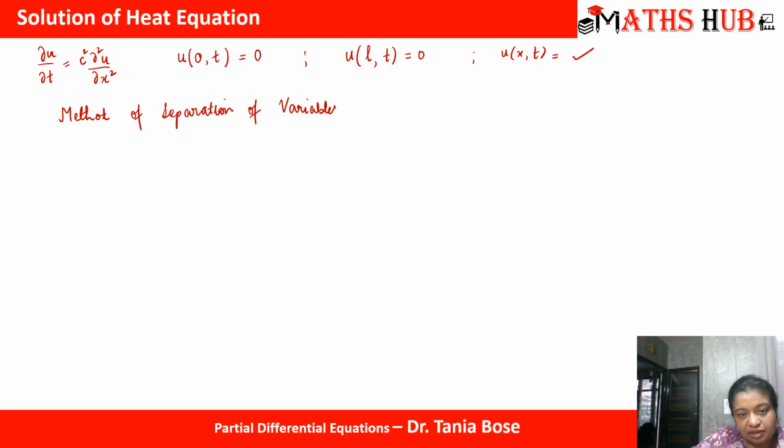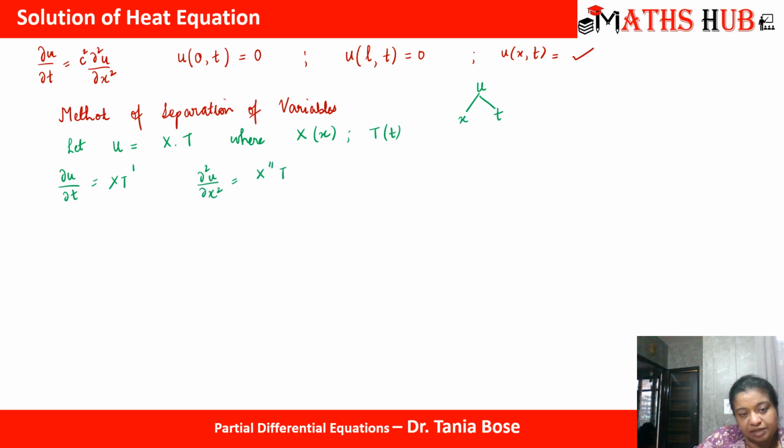So what happens in the method of separation of variables? We can see clearly that u is dependent on the two variables, that is x and t. So we assume that let u is equal to a function of x multiplied by a function of t, where X is a function dependent on small x and T is a function dependent on small t, right? So what is del u by del t? Del u by del t will be X into T dash, and del square u by del x square would be X double dash T.